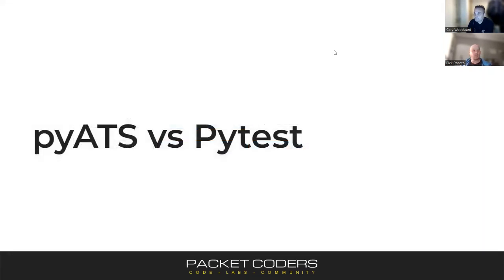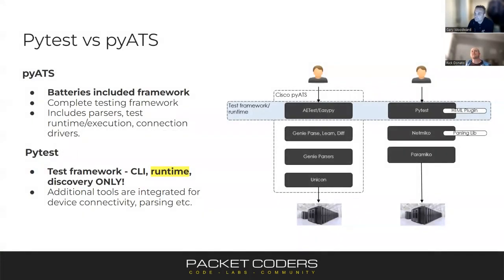Cool. So before we dive in, we're just going to quickly cover what the difference is between Pi ATS and Pytest. As I mentioned, Pi ATS is all batteries included. You don't need anything else. Pytest, on the other hand, is a framework that's all about the runtime, so it gives you a CLI, gives you discovery, but it's all about running your tests and allowing you to build them in a structured way. So when you compare this to something like Pi ATS, you can see it as the same as AETest and EasyPi, right? That's the comparison.